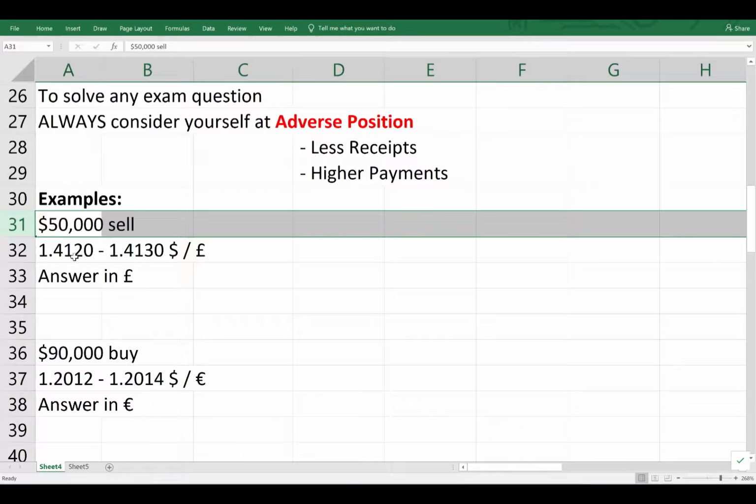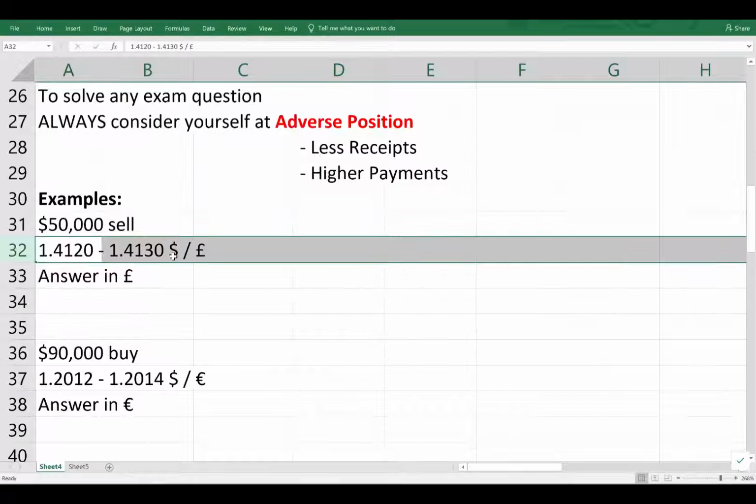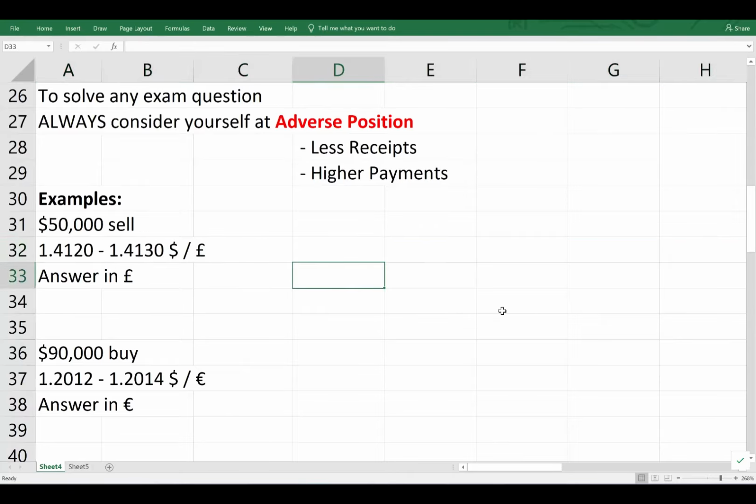Look, here, what's the first currency? Dollar. And what currency do we have? Dollar. Same. So division case. So we divide with, look, receipt. We want lesser receipt. We always consider ourselves in an adverse case. We need lesser receipt. So we divide with the higher rate to get lesser receipt. So 1.4130. That is the pounds we will get.